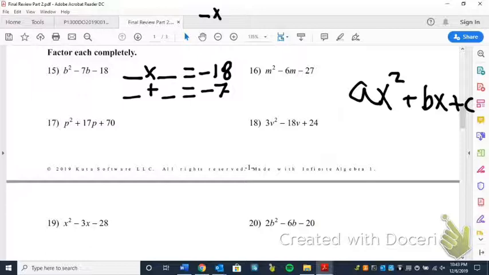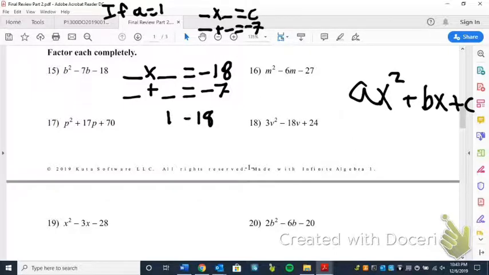So again, this is if a equals 1. What times what equals c, and those 2 numbers now need to add up to b. So here we have 1 and negative 18, 2 and negative 9. Now, how do I know that the 18 and the 9 are negative? Well, when they multiply together, we're looking for the product, we get negative 18, but when we add them together, we get a negative 7.